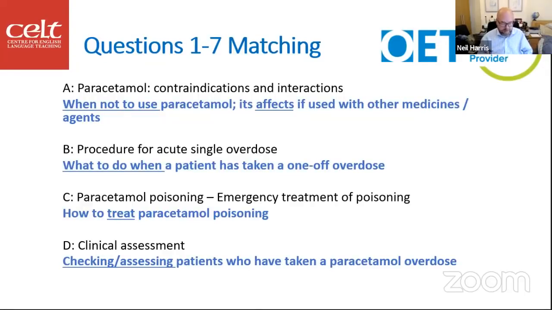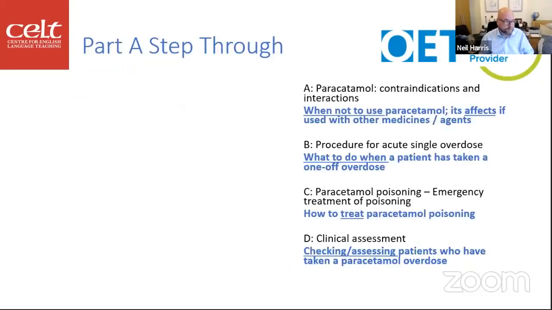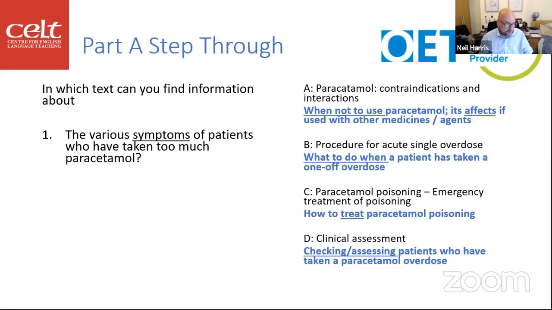Now, while you might think that this process of putting these subheadings into your own words takes time, and yes, it does, what it enables us to do when we come to deciding which of the 4 passages, A, B, C, and D, our answers come from, by having gone through this process, it actually makes the ability to decide much easier. Let me show you how. So for the first question, we're asked the various symptoms of patients who have taken too much paracetamol. In which text can we find that information?